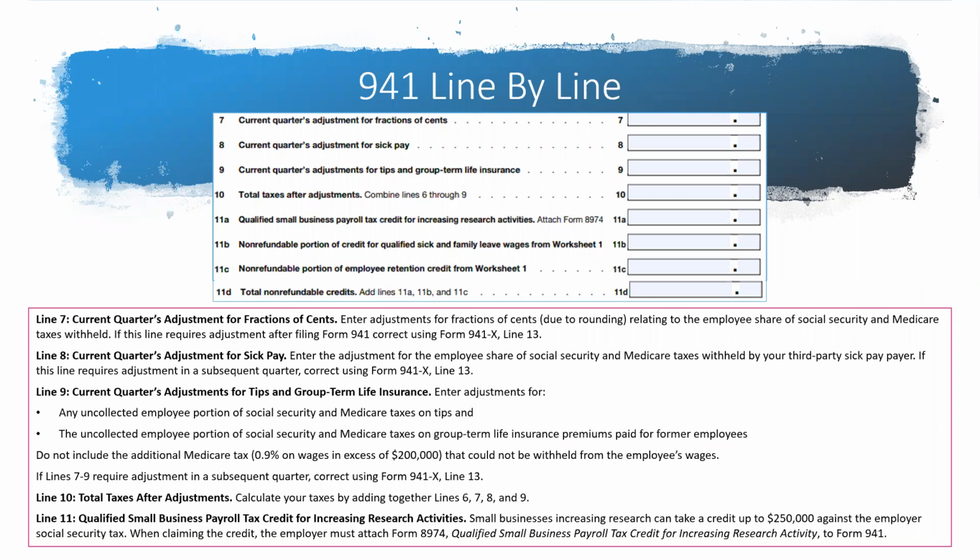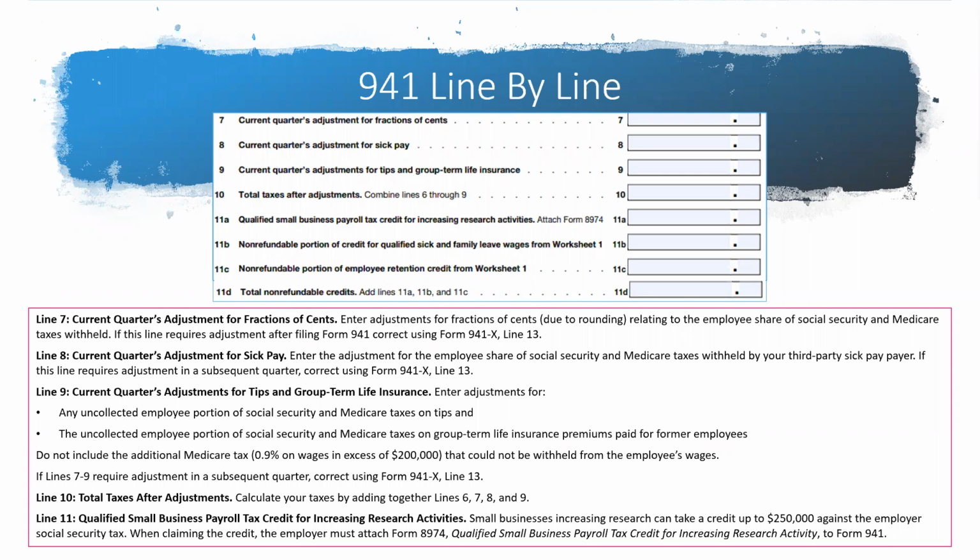You're not going to include additional Medicare on wages in excess of $200,000 that could not be withheld from the employee's wages. If lines 7 through 9 require adjustment in a subsequent quarter, then you're going to use a 941-X. You're not going to correct it on a regular 941. Line 10, we're just going to do some math, add up all of your lines 6, 7, 8, and 9.